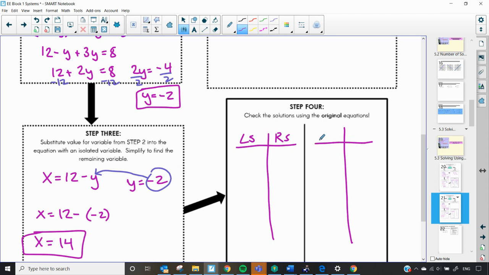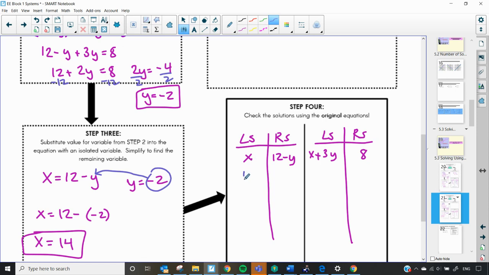And left side, right side. So for the first equation, we have x on the left and 12 minus y on the right. And for equation number 2, we have x plus 3y on the left and 8 on the right. So we're going to do our substitutions here.